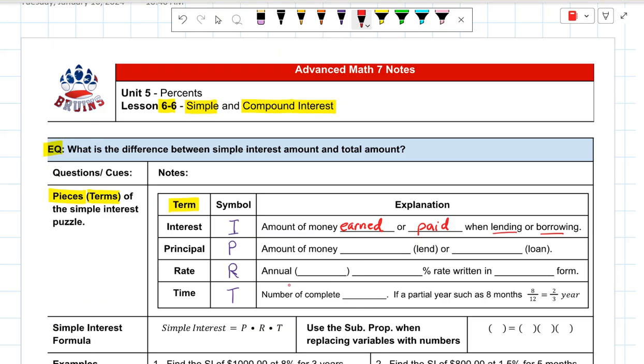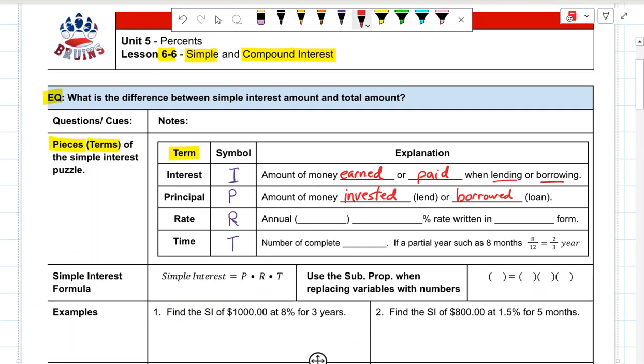Principal is the capital P. What is it? It's the amount of money invested, like you're lending it to someone. When you lend money to someone, they're going to pay it back with interest, or borrowed, if you're receiving a loan.